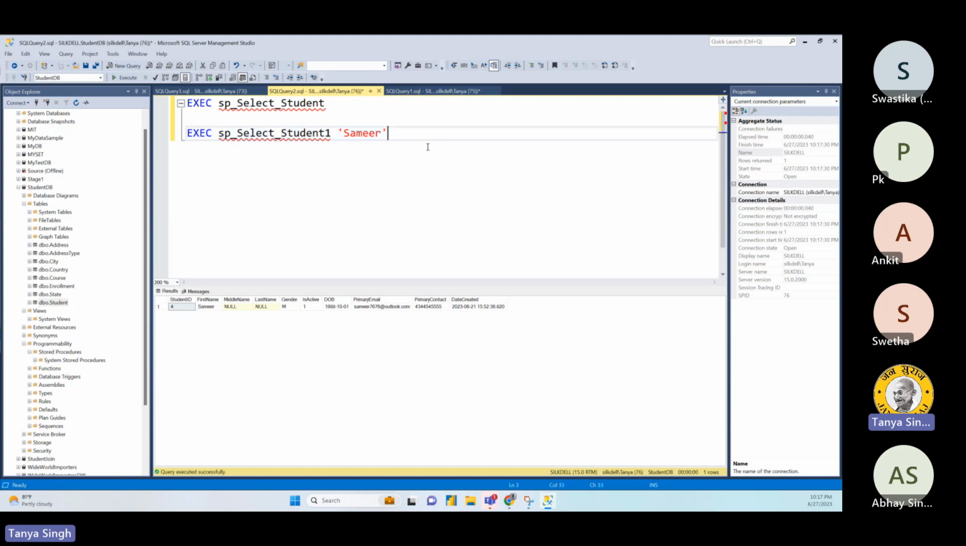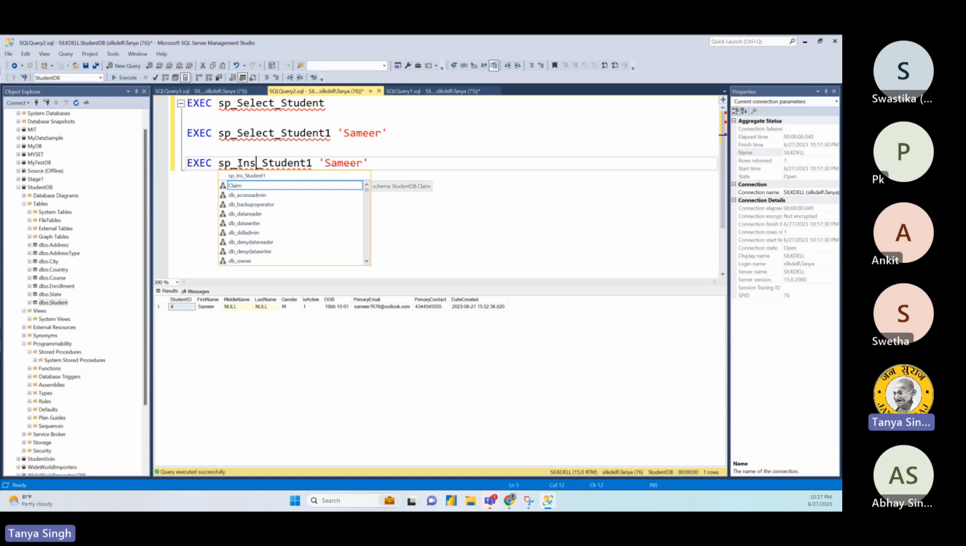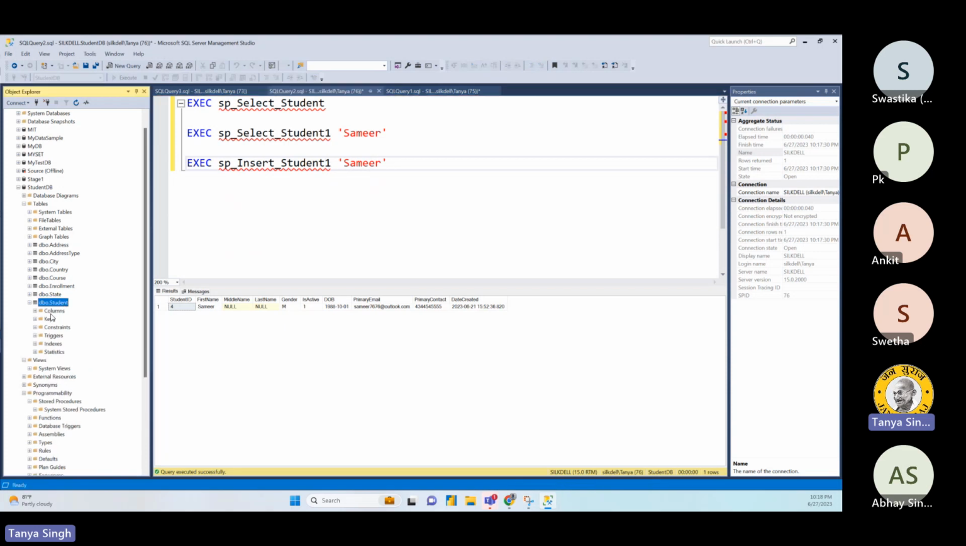And this is for the select. If you want to insert data, you can create another procedure. I'm creating a mock-up of that: exec sp_insert. This is more for programmers. When I was an ASP.NET developer, I used it more, but as an analyst I use it least. So insert a student: you need to add these four or five values.